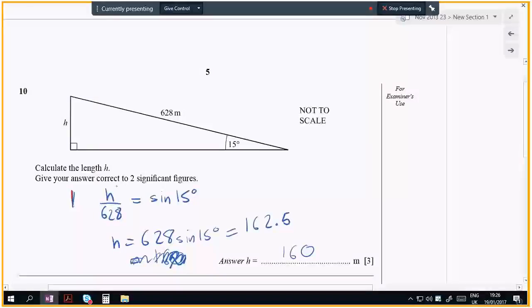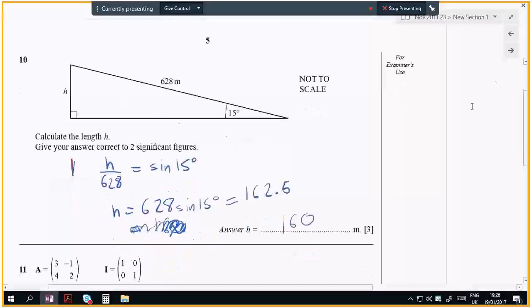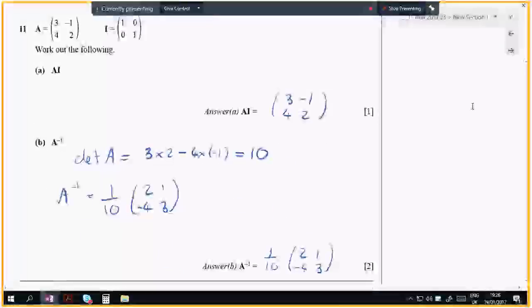It's very important to read the question here. Give your answer to two significant figures. If you give the answer 163, which is 3 SF, you'll lose a mark. So 160 to 2 SF. Moving now to question 11, the easy matrices.